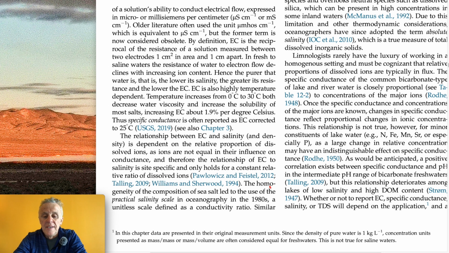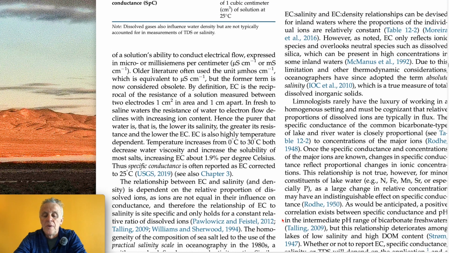The relationship between EC and salinity and density is dependent on the relative proportion of dissolved ions, as ions are not equal in their influence on conductance. Therefore, the relationship of EC to salinity is site-specific and only holds for a constant relative ratio of dissolved ions. The homogeneity of the composition of sea salt led to the use of the practical salinity scale in oceanography in the 1980s, a unitless scale defined as a conductivity ratio.